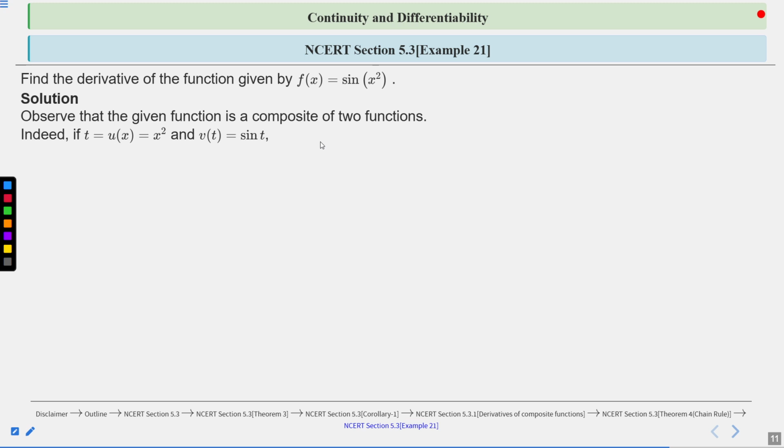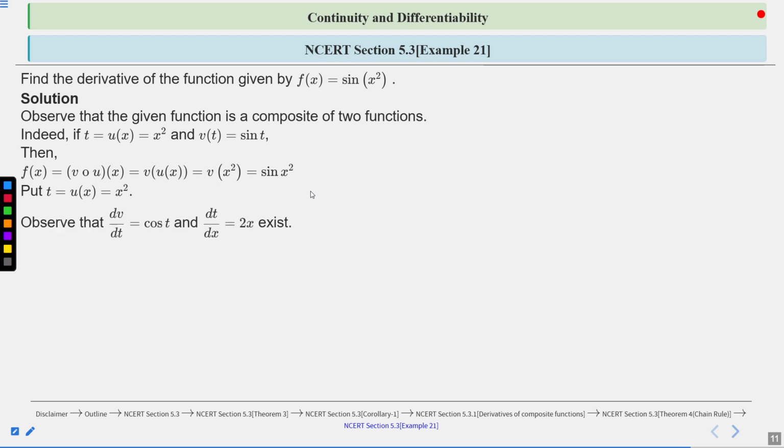So let us see the solution. Observe that the given function is a composite of two functions. Indeed, if t is equal to u(x), which is x², then v(t) is basically sin t. Then we can write f(x) as v∘u(x), which is v(u(x)), which is v(x²), which will be sin x². So put t equal to u(x) now. Let us assume t is equal to x².